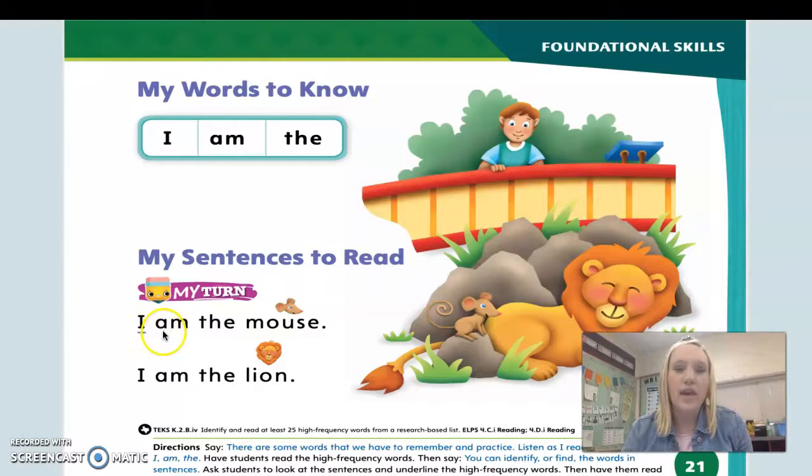Excellent. And then what are we going to do here? What is that word? Yep, that's the word am. So let's read it. I am. What's this one? That's the word the. So those are the three words that we learned. So let's look at them. I am the. And what is this picture?